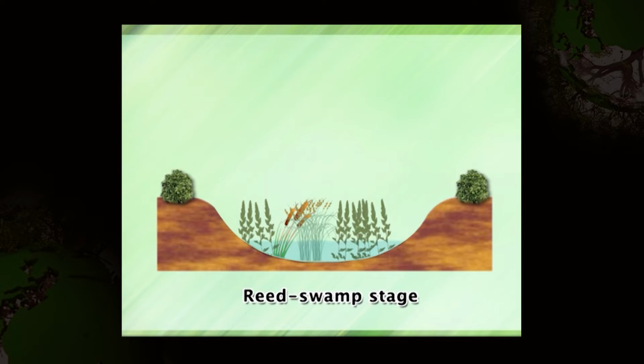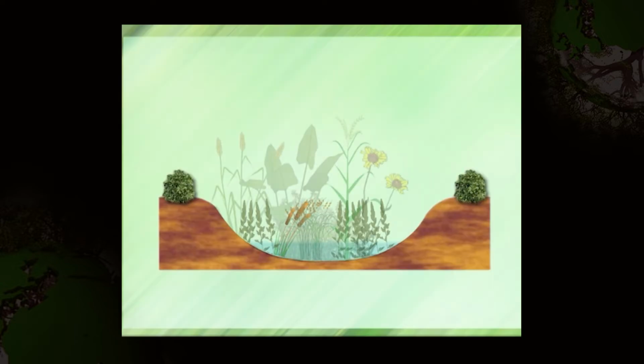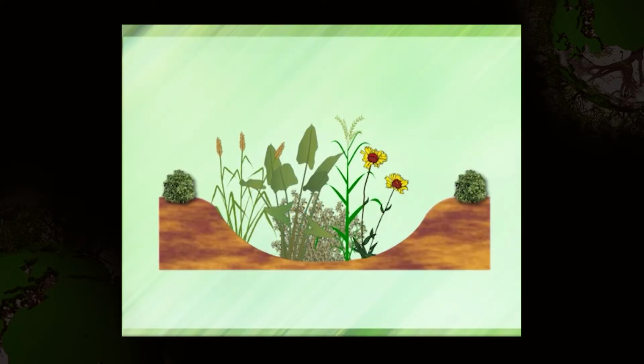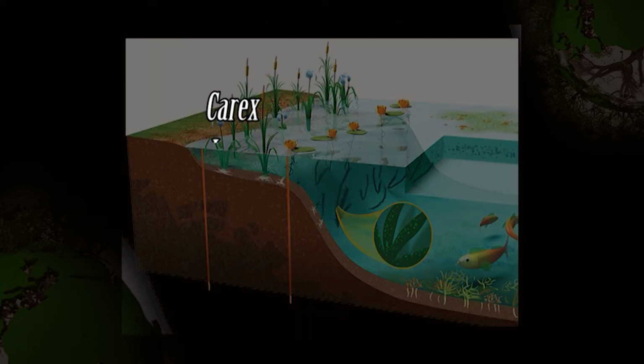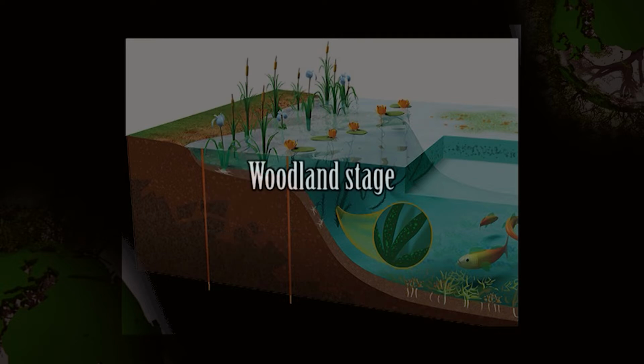Reed swamp stage is then followed by sedge meadow stage. Further decrease in water level changes the nature of substratum. Species of some Cyperaceae and Gramineae family such as Carex, Juncus, Cyperus and Eleocharis colonize the area to form marsh or swamp. Sedge meadow stage is then followed by woodland stage.